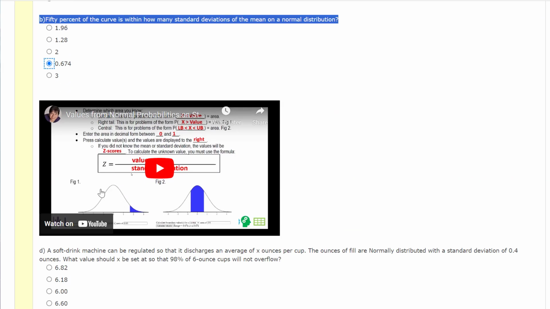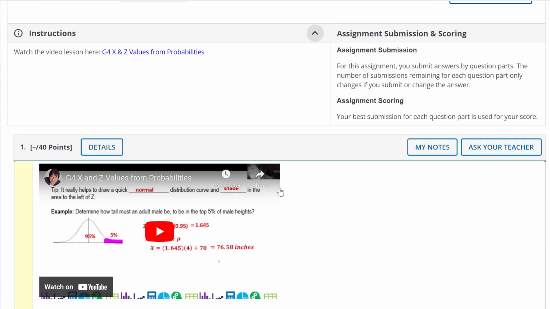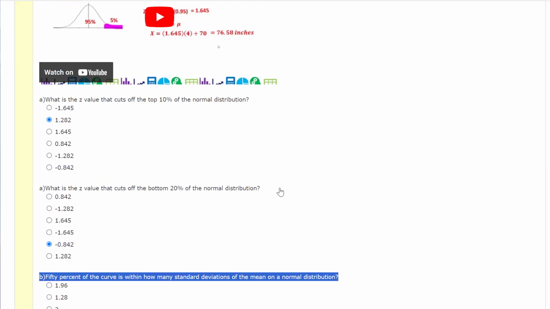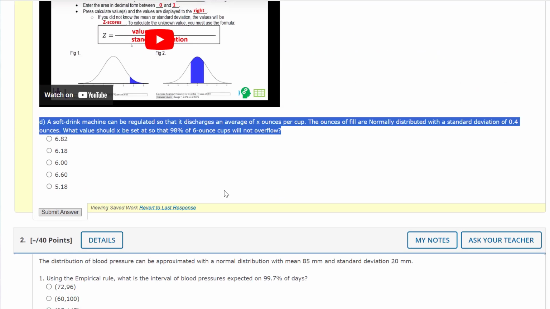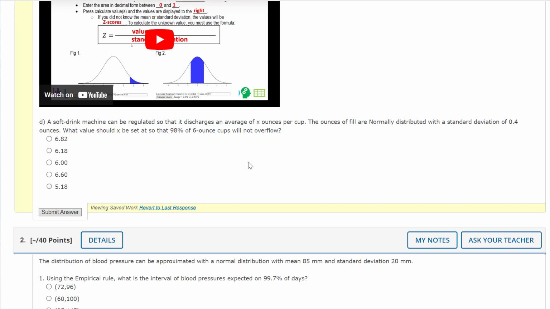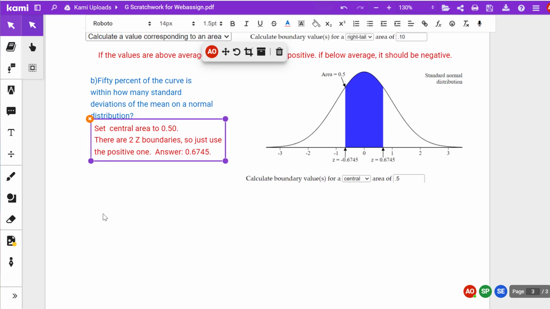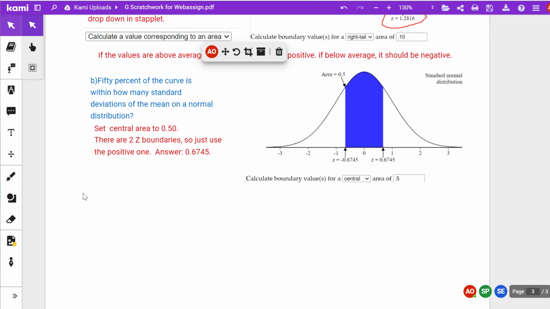And then apparently I have a walkthrough on how to find values from normal probabilities using Statplets. So there you go. A soft drink machine should be regulated so that it discharges an average of X ounces per cup. The ounces of fill are normally distributed with a standard deviation of 0.4 ounces. What value should X be set at so that 98% of 6 ounce cups do not overflow? So I'm going to put that problem here.